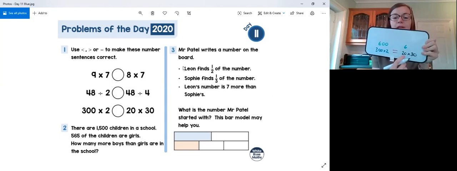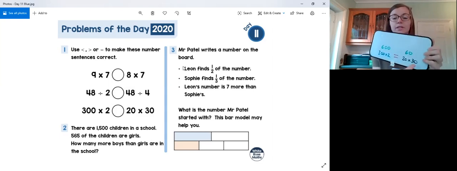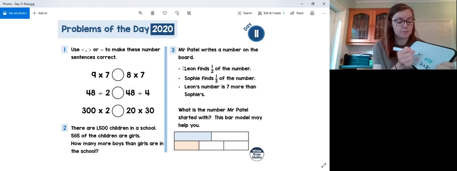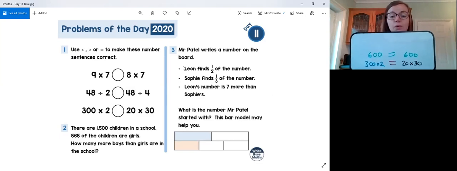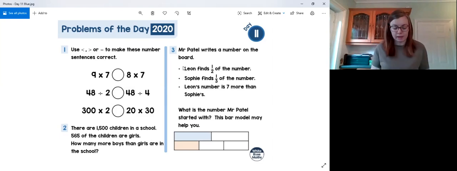Then I'm going to times it by 10. And I'm going to times it by another 10. And you will see that on both sides of my number sentence, I have 600. So we need an equal sign. Brilliant. Okay, let's move on to question 2.